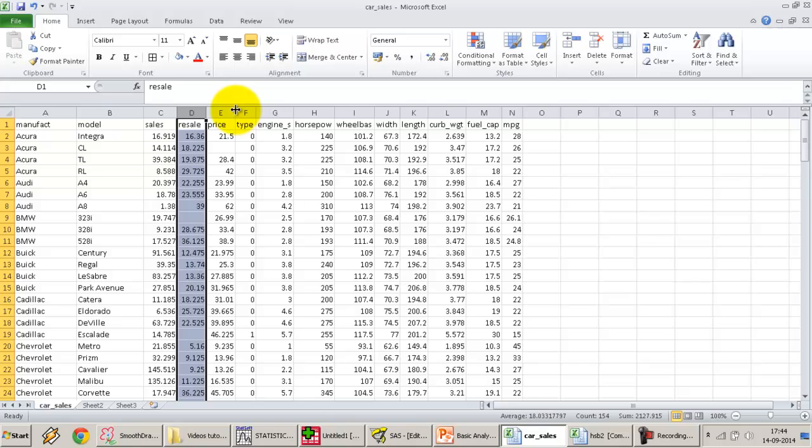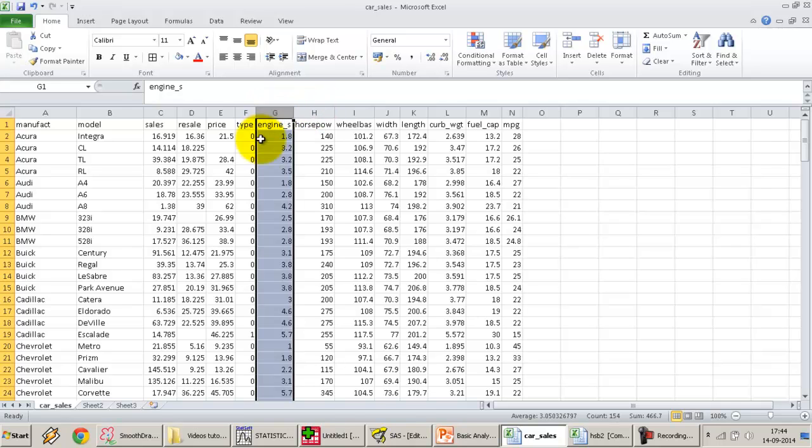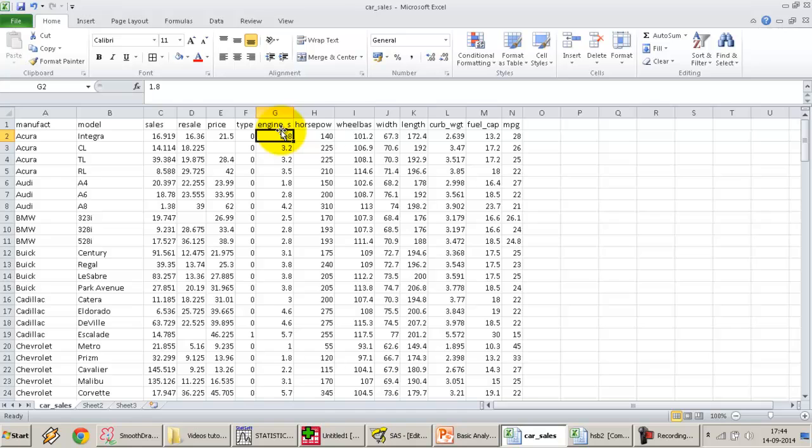So can I say that these columns or these variables are different attributes or different parameters of a car? An example would be, let's say we've got a column or variable name which is engine S, which is going to stand for engine size in liters. So can I say engine size is a parameter of a car? Of course I can. So for example, for this particular car, the engine size is 1.8 liters. For the next, it's 3.2 liters. Consequently, horsepower is also an attribute of the car. Wheelbase, width, length, curb weight, fuel capacity, miles per gallon. These are all parameters of a particular car, right?